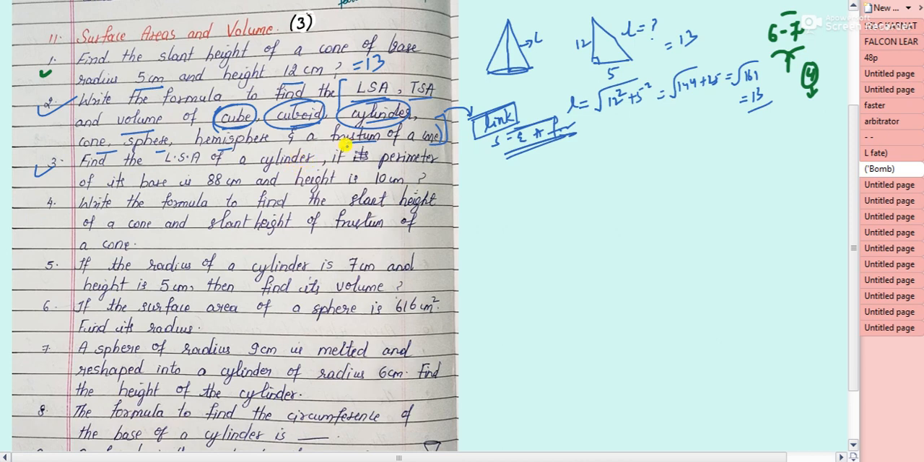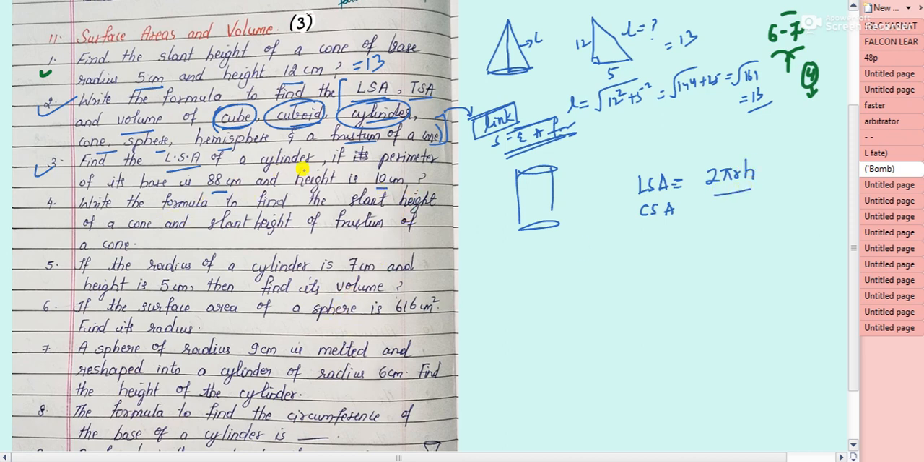Next, third one. Find the LSA of a cylinder if the perimeter of its base is 88 and height is 10. So the cylinder is like this, correct? They have asked you LSA, or they can also sometimes mention it as CSA. Both of them are the same. What is LSA? It is 2 pi r into h, correct?